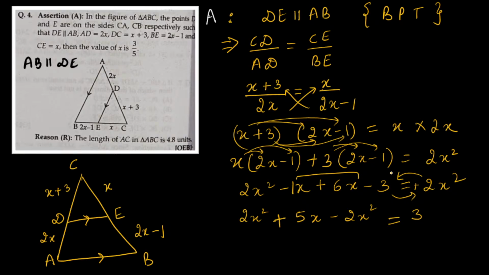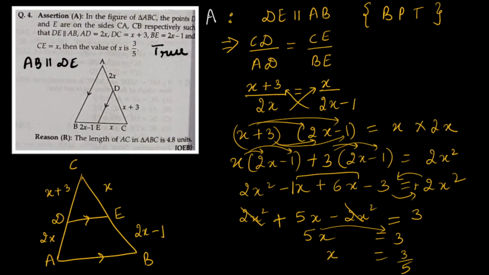So 2x square and minus 2x square will get cancelled because 2x square minus 2x square is 0. So 5x is equal to 3. Then 5 when I shift to the other side, I'll get the value of x equal to 3 by 5. The same value they have also mentioned. So that means A is true.